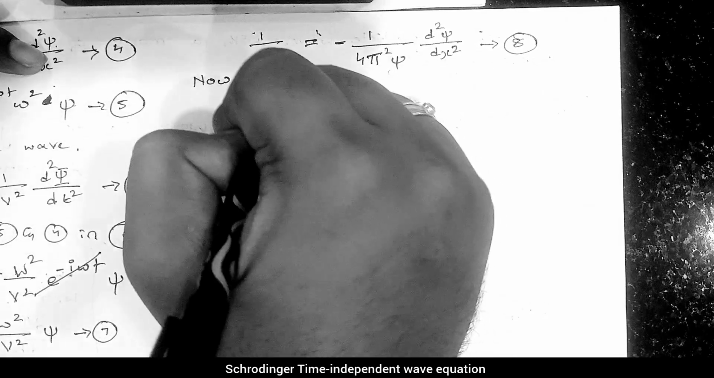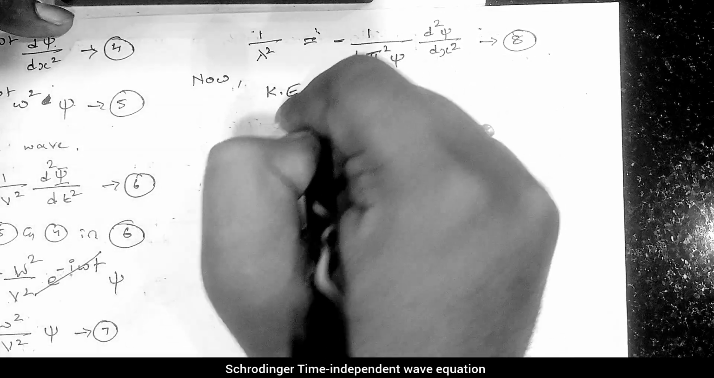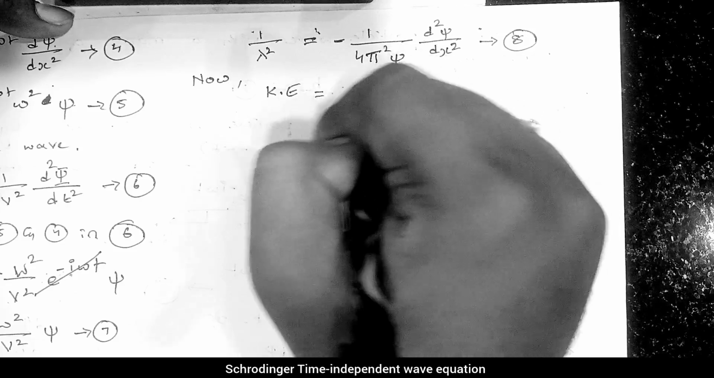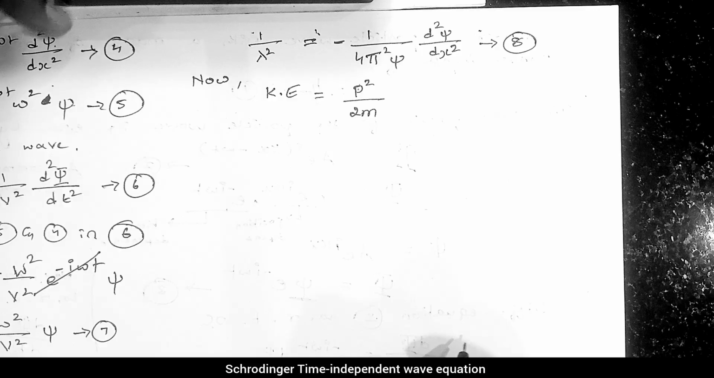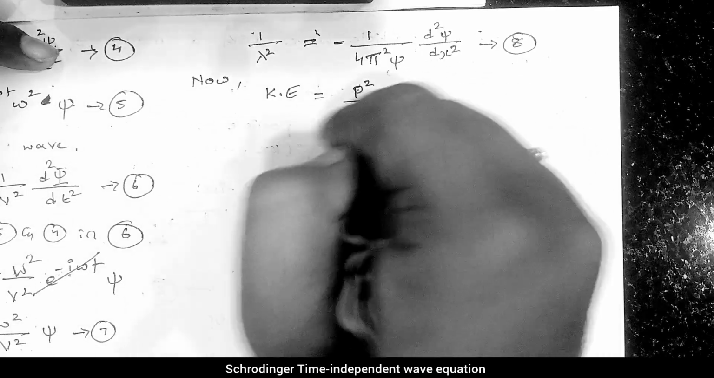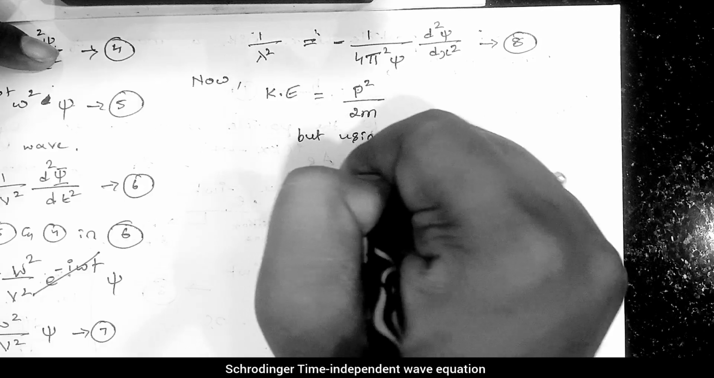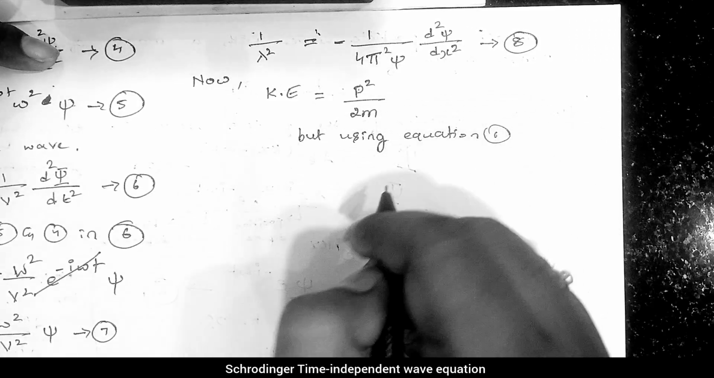Now I will be taking the kinetic energy of this particle wave. So what is the kinetic energy of a particle wave? You know that kinetic energy can be written as p square divided by 2m, momentum square divided by 2m. But using equation 1, so what is equation 1?